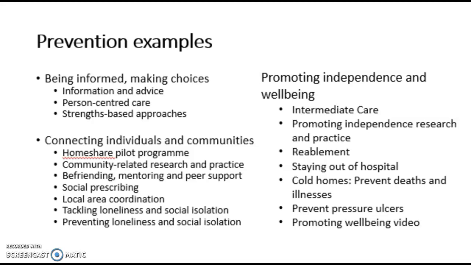And these are just some examples of ways of doing that, particularly for the older population. So you'll see there that there's preventing pressure ulcers. That's particularly related to older people. And reablement is really important as well. And intermediate care is also a really important aspect. These are just some examples, but there's so much more, but it gives you a taster of what's out there. And it helps people live their lives in a full way and take care of themselves and others.